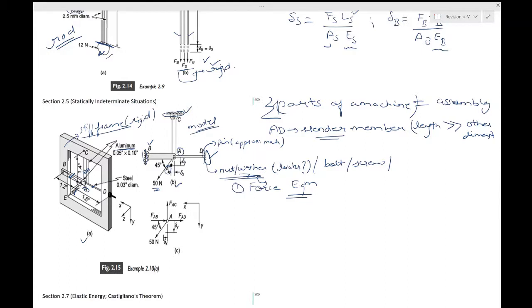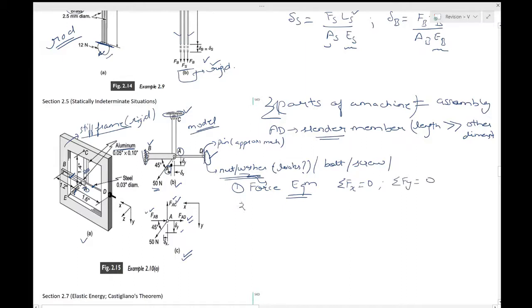So this is the free body diagram of the joint A. You have the force AC, the force AB, and the force AD. The directions are as they are because this is tension, and this is compression. And 50 newtons is again from the spring, and the deformations are already shown. So all you have to do is balance the forces in the x direction and then balance the forces in the y direction.